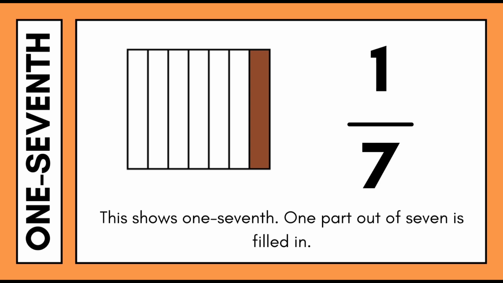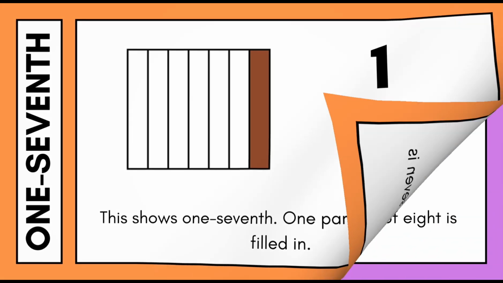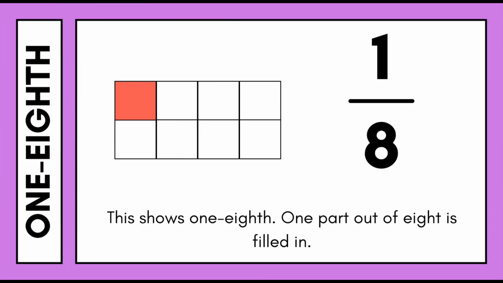This shows 1/7. One part out of 7 parts is filled in or colored brown. Again, this is 1/7. This shows 1/8. One part out of 8 parts is colored or filled in. Again, this is 1/8.